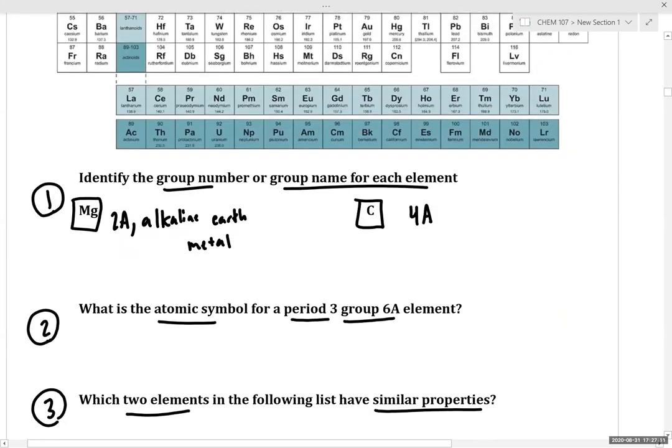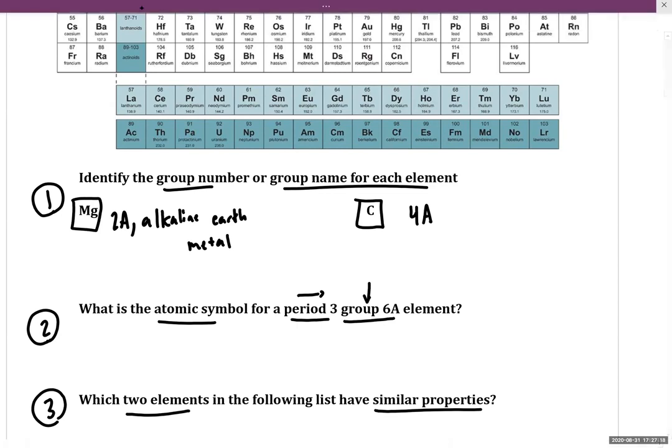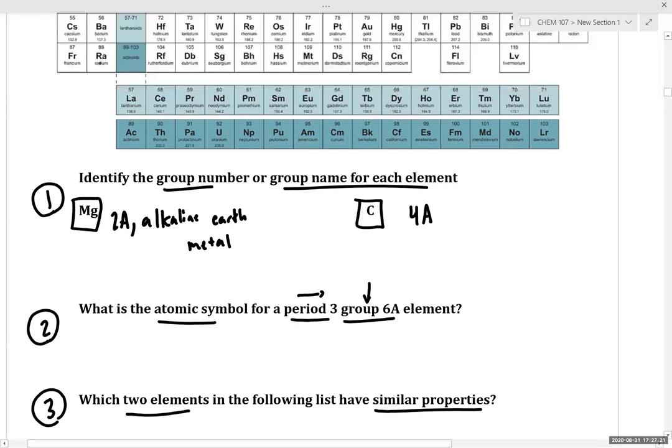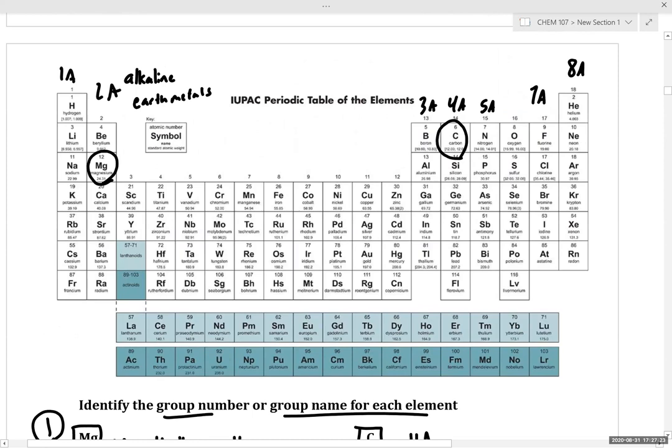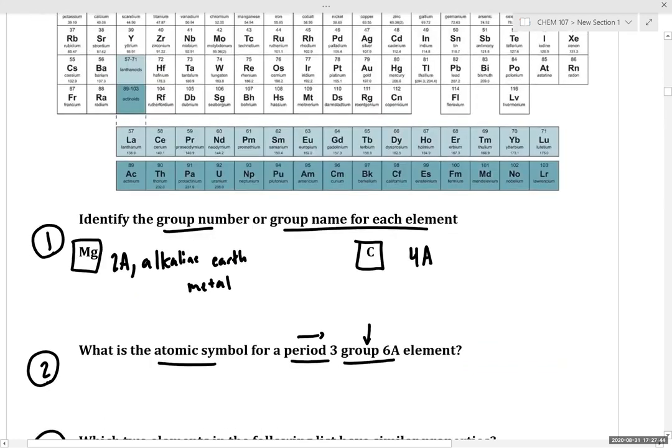So now for the atomic symbol for a period 3 group 6A element. So we're looking for an element in the 3rd row and the 6th column. So 1, 2, 3. So we have period number 3 and then group number 6A. And that in turn gives us sulfur. So it's in the third row, sixth column, period 3, group 6A. That gives us sulfur.